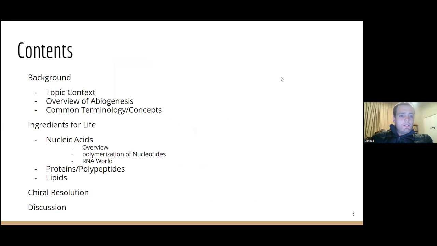To give some contents, I'll begin with just a background into the context of why I'm doing my talk. I'll give a brief overview of abiogenesis, and then I'll cover just some common terminology and concepts that'll help for the rest of the talk. Following that, I'll go over some of the key ingredients for life. The ones I'll cover are nucleic acids, followed by proteins or polypeptides. And then finally, I'll go over lipids and what they mean for the cell as well. Finally, I'll go over chiral resolution, which I'll explain later. And then we can finish up with some discussion and some questions.